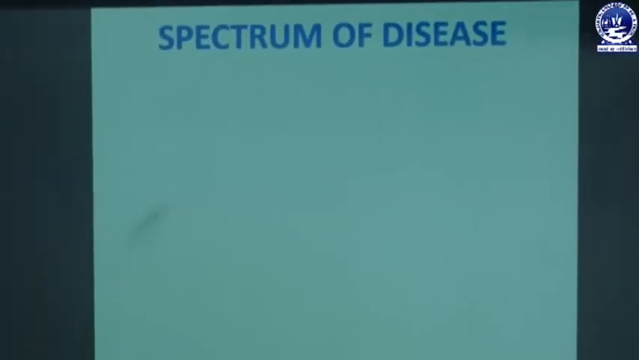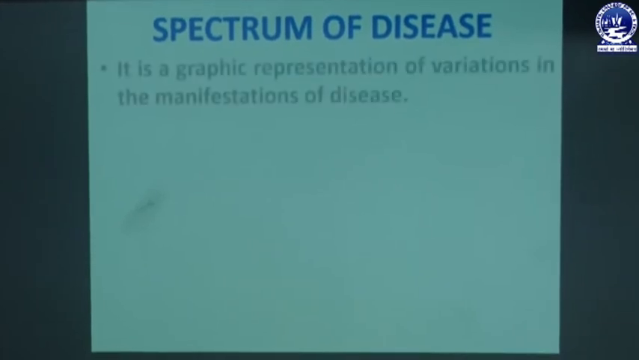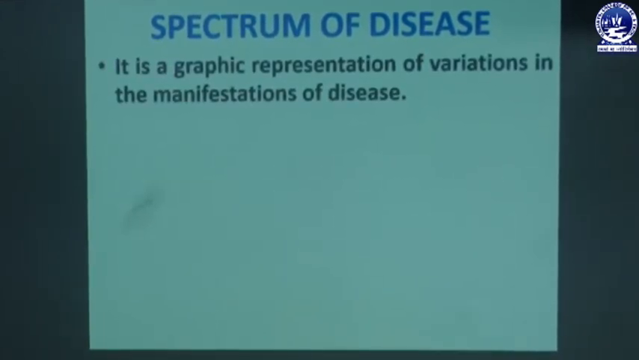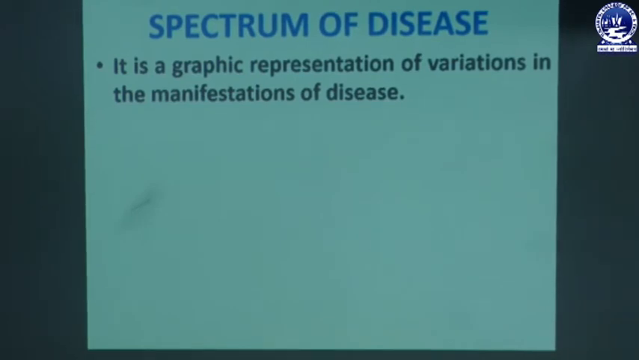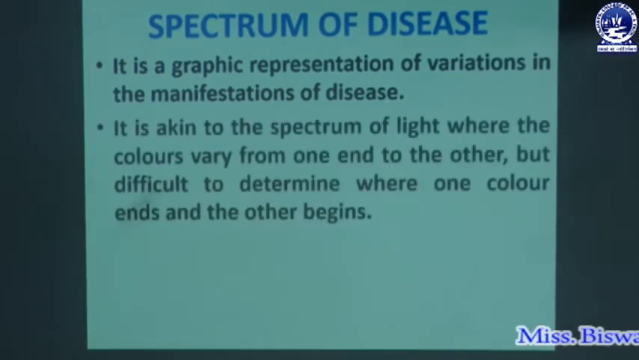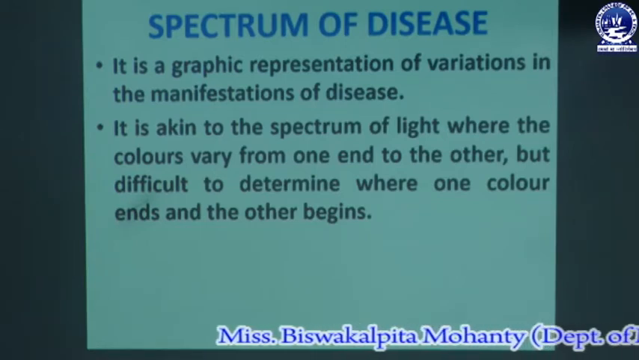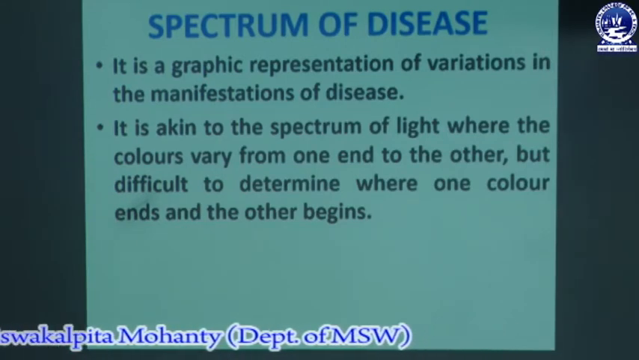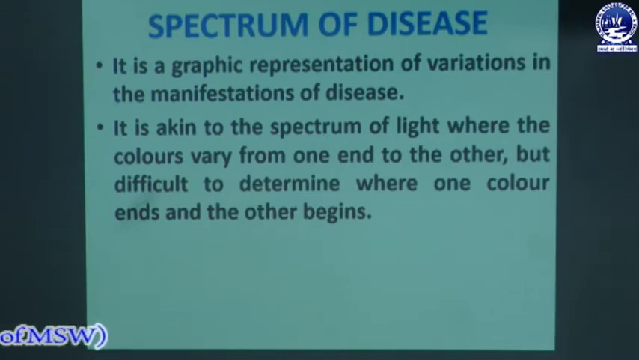Next is the spectrum of disease. The spectrum of disease is a graphic representation of variations in the manifestation of disease. It is akin to the spectrum of light, where the colors vary from one end to the other, but it is difficult to determine where one color ends and the other begins. In the spectrum of disease, it is very difficult to determine the disease, and difficult to know the different reasons behind different diseases.